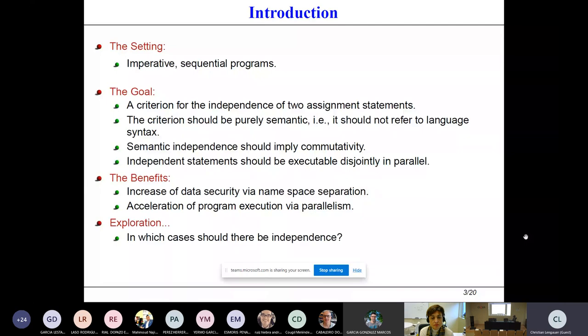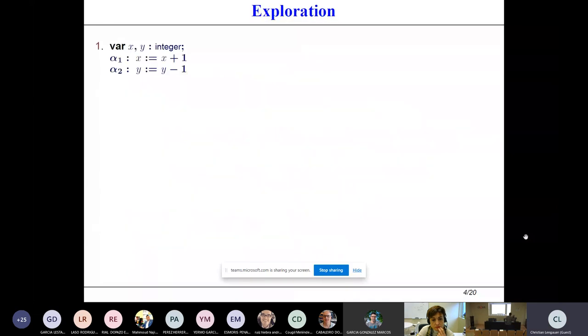Okay, so how do we get to such a semantic criterion? We start by looking at a few pairs of statements and wondering whether they should be independent. And after that, we can see whether we find a criterion that makes them independent. So let's start to look at a few examples. They'll be enumerated. Here's example one.